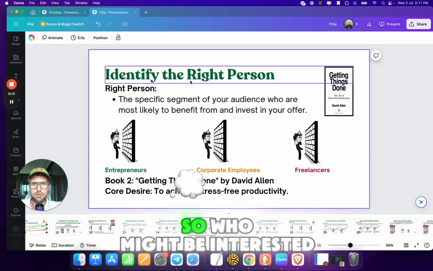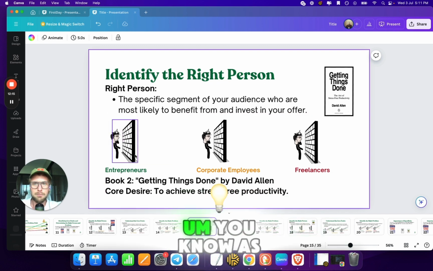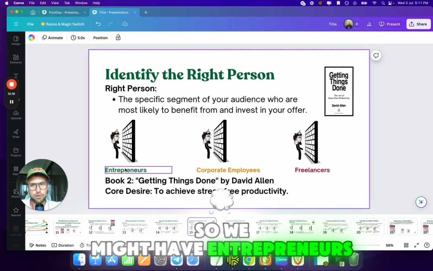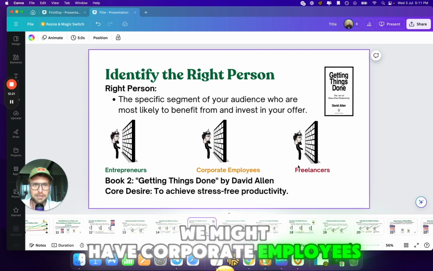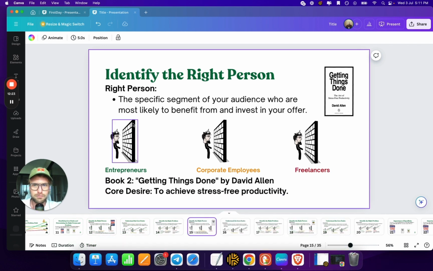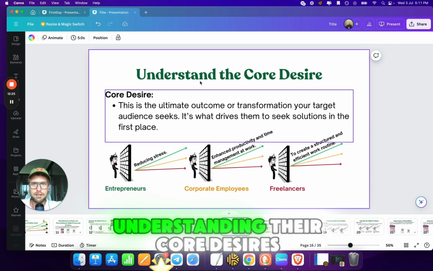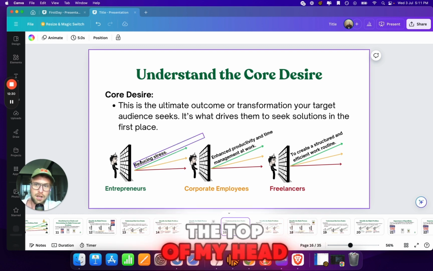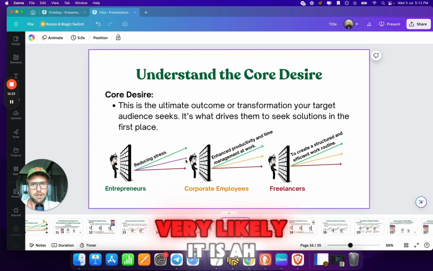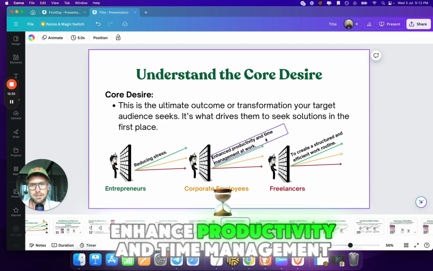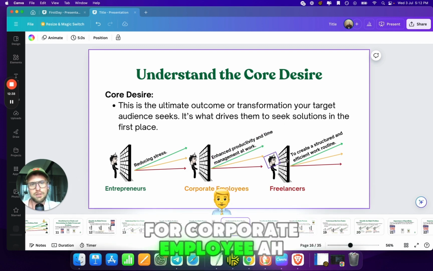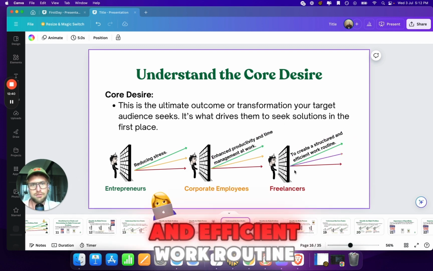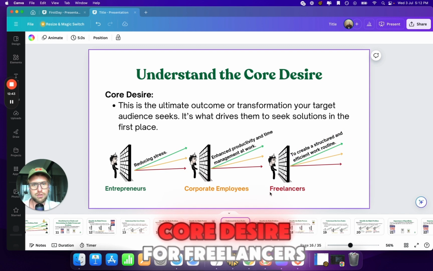So let's look here. So who might be interested, as the right person for this? So we might have entrepreneurs, we might have corporate employees, and we might have freelancers, all fall under this umbrella. Understanding their core desires. An entrepreneur, and again, this is just made up, I just came off the top of my head, could be reducing stress. Very likely it is. Enhance productivity and time management at work for a corporate employee. To create a structured and efficient work routine. Maybe that is a core desire for freelancers.